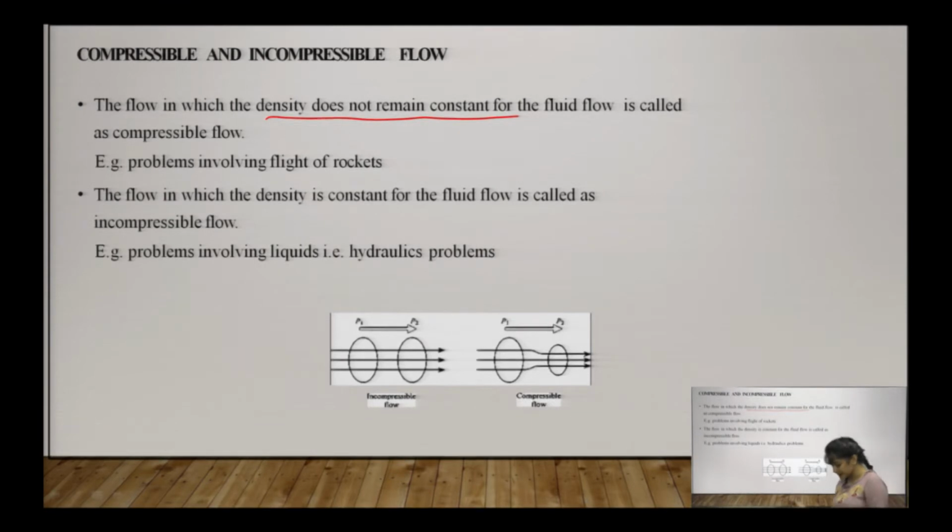And there you can see where the compressible types of fluid are. Fluids are basically either liquids or gases, right. For liquids you can say water is always incompressible. For gases you can say that all the problems involving the flight of rockets are always variable, their density cannot remain constant, and hence they are compressible fluid flow.